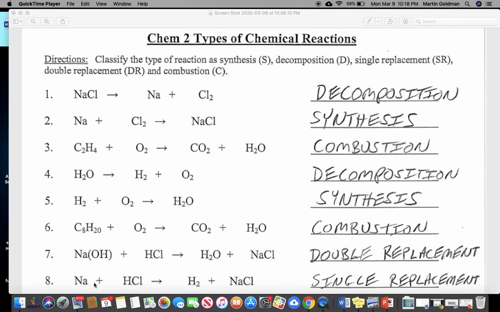And last but not least, we have sodium plus HCl makes H2. So it's 1 guy's a single over here, 1 guy's a single over here, so it's a single replacement.